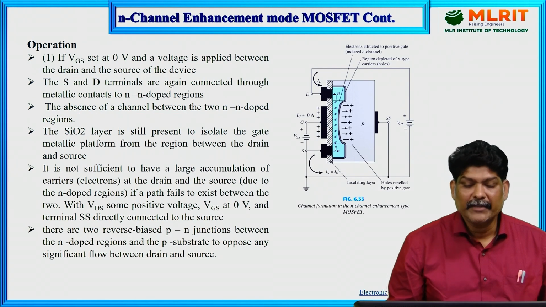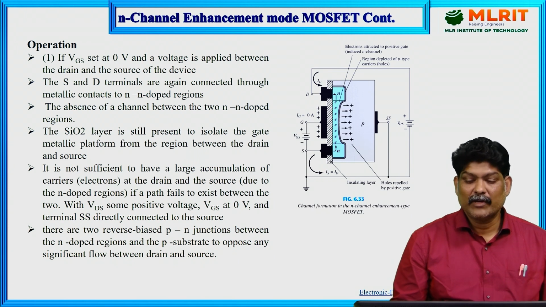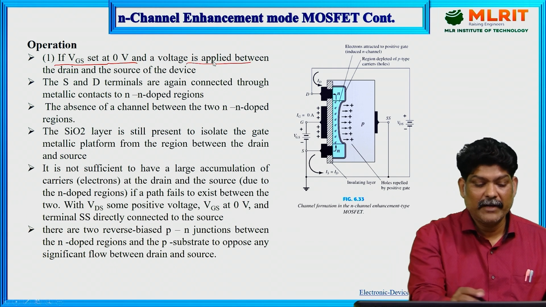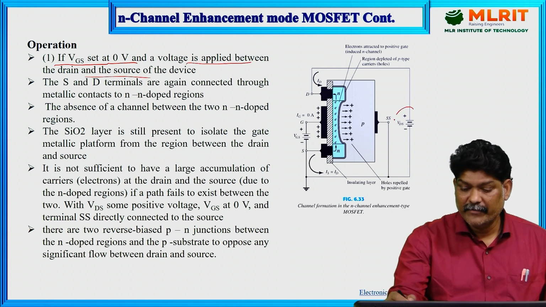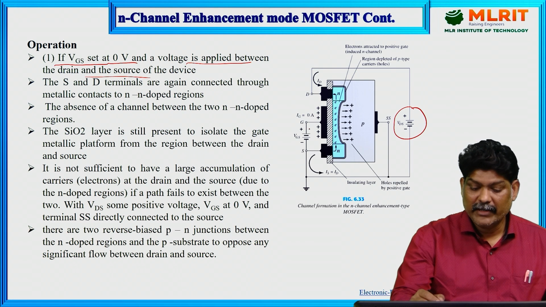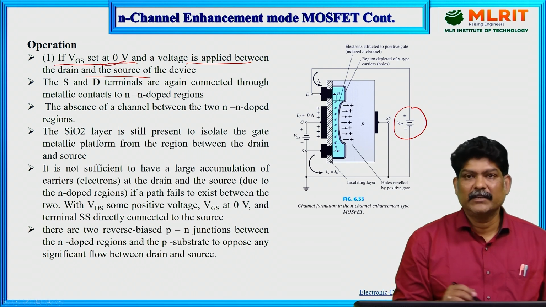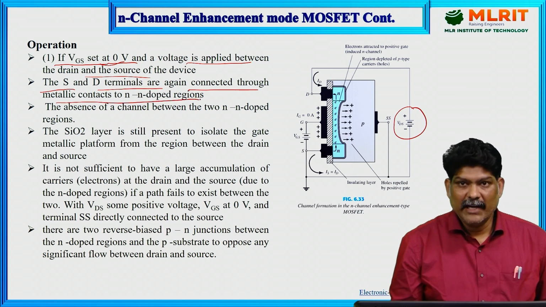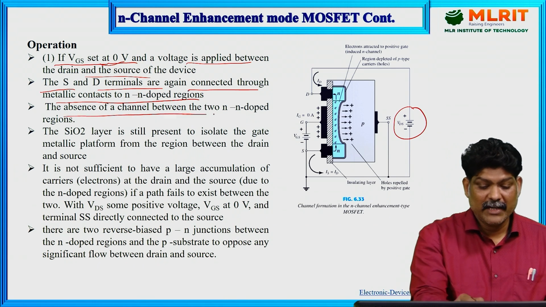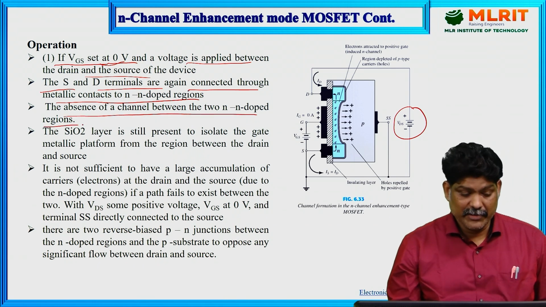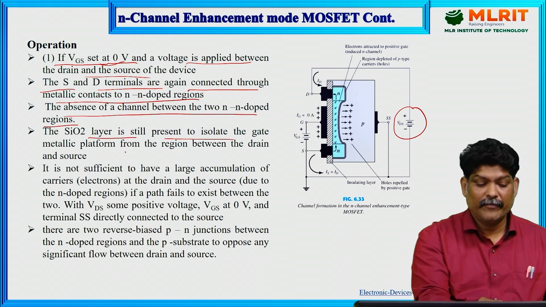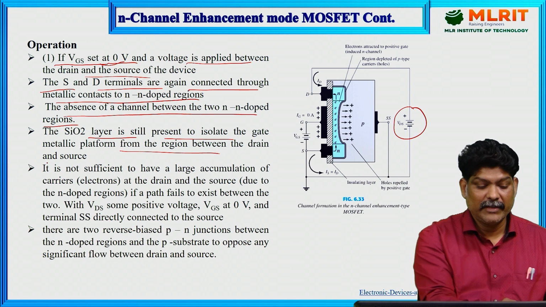Coming to the operation of the N-channel enhancement mode MOSFET. Suppose VGS is set to 0 volts and a voltage is applied between drain and source, that is, we are giving a drain to source voltage and some VGS. VGS is initially set to 0 volts. In such a case, the source and drain terminals are connected through metallic contacts to N-doped regions, with no channel between the two N-doped regions. The SiO2 layer is still present to isolate the gate metallic platform from the region between the drain and source.